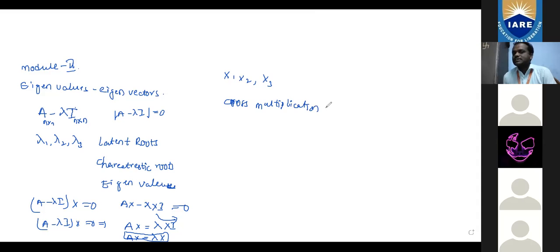Multiplication method we are using, and the next one you can use the elementary operations. Elementary operations. Next, or simply we have to do the elimination method or substitution method.